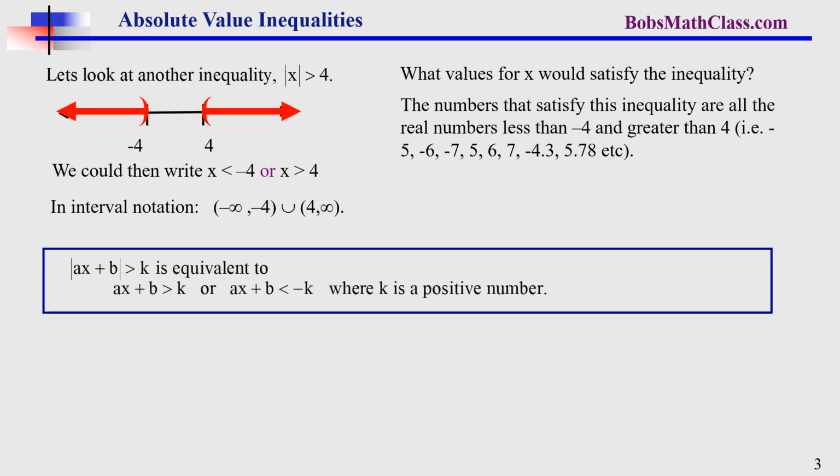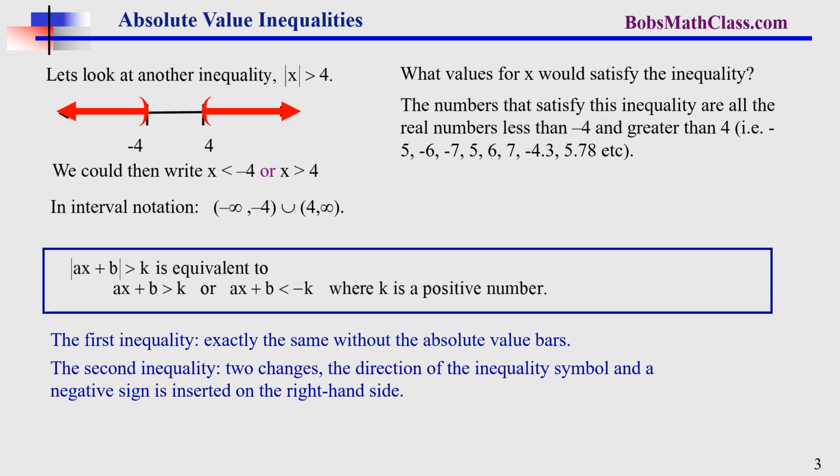Okay, here's our property. It looks very similar to the last property. Absolute value of ax plus b greater than k is equivalent to ax plus b greater than k, or ax plus b less than -k, where k is a positive number. First inequality, no changes. Second inequality, 2 changes. The direction of the inequality symbol changes, and the sign of the constant changes. We start out with k being a positive number. We'll talk about later if k is a negative number, but not right now.